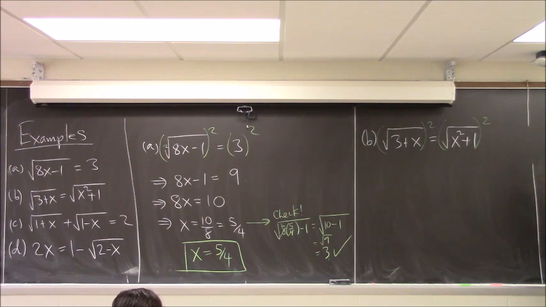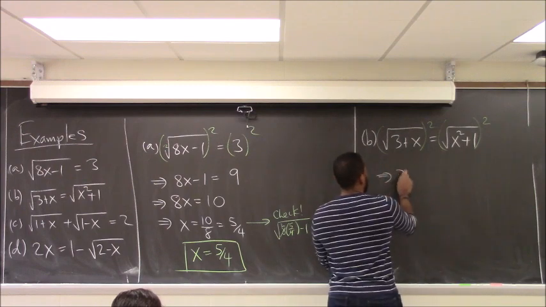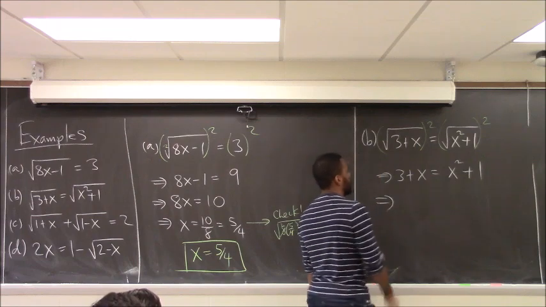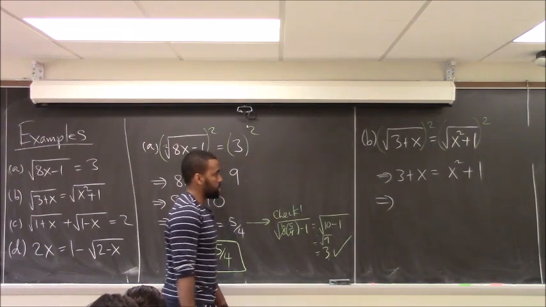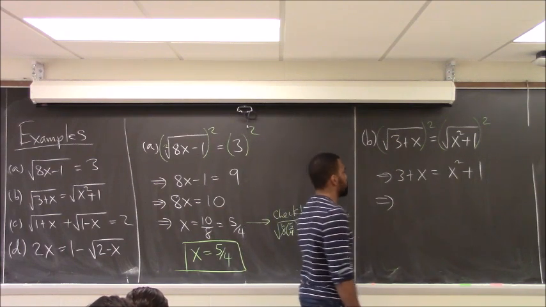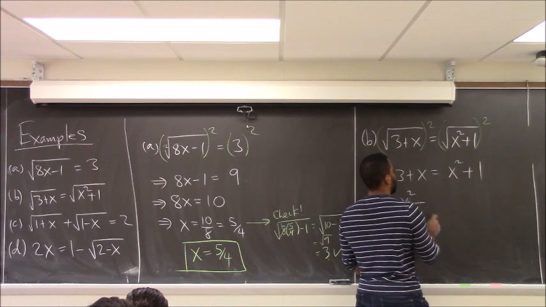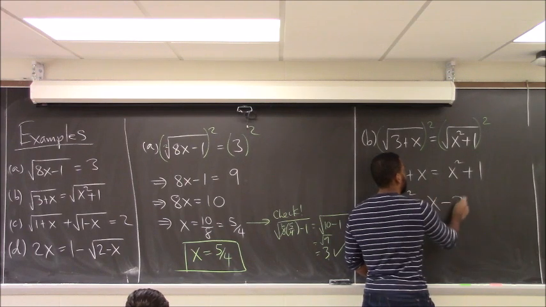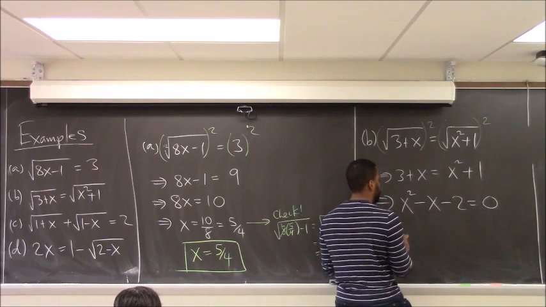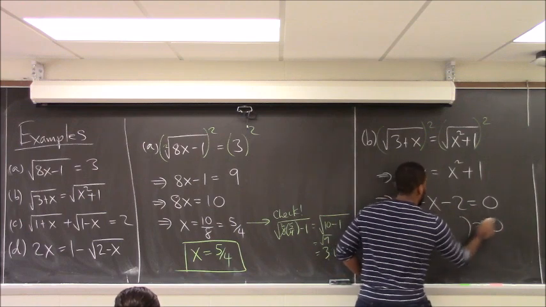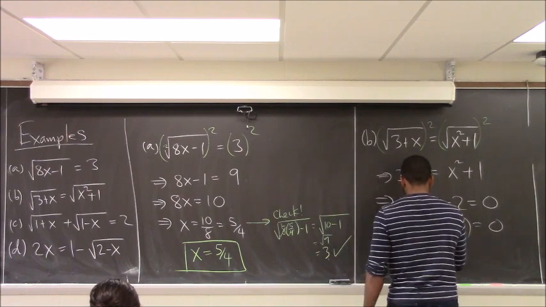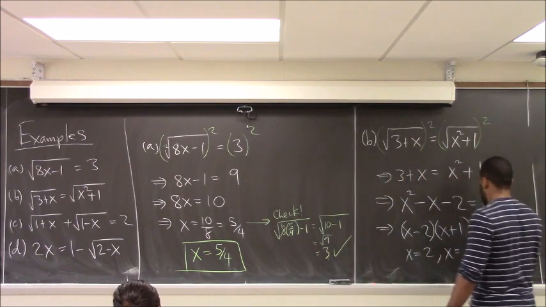So squaring both sides, you then obtain 3 plus x equals x squared plus 1. All right, there are no radicals in this equation. How do I solve it? So bring the x over, bring the 3 over, we get this. Does that factor? X minus 2, x plus 1. So my x can either be 2 or x can be negative 1.